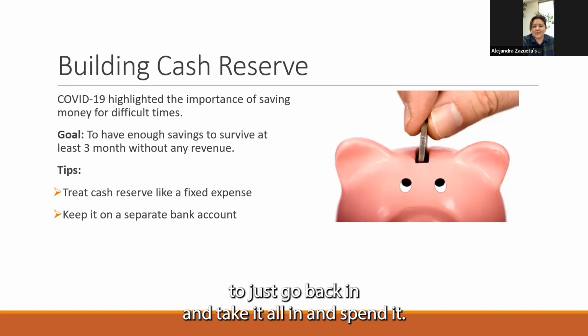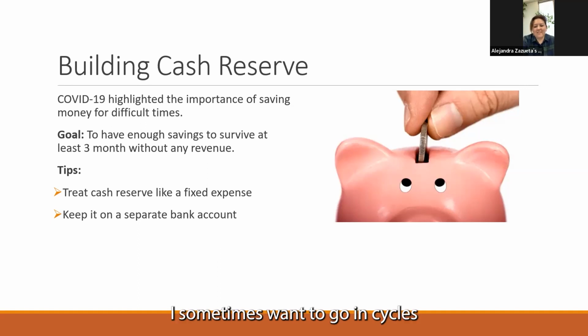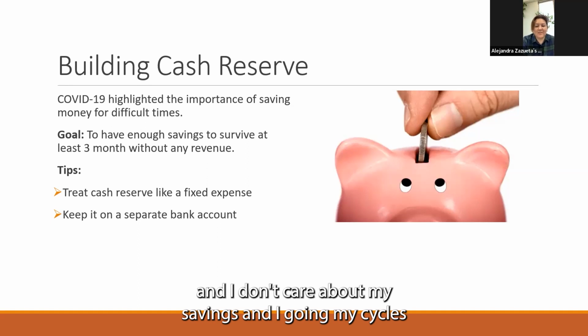because it's really easy to just go back and take it out and spend it. Even for us as individuals, it's really hard to save. I know it is for me. I sometimes want to go eat tacos and I don't care about my savings, and I go eat my tacos.